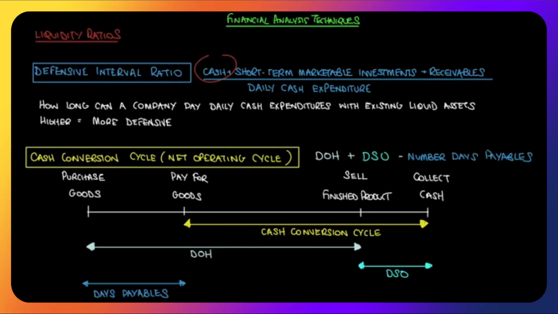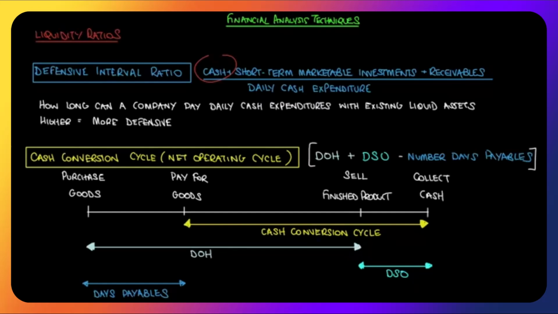And finally, for liquidity, the cash conversion cycle, sometimes known as the net operating cycle. Both terms are given in the curriculum. Good news, it's not a new ratio. It's just a combination of ones we have already met, namely days of inventory on hand, days of sales outstanding, and days of payables.